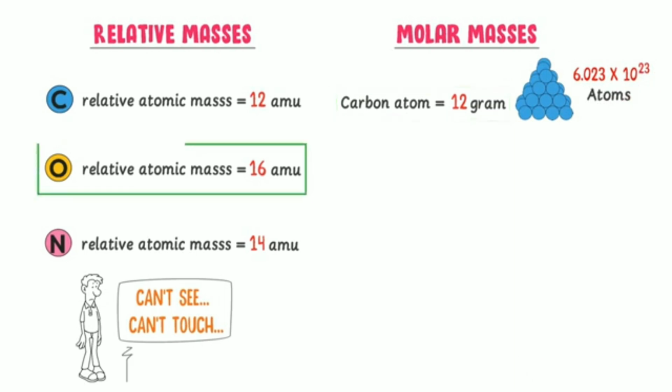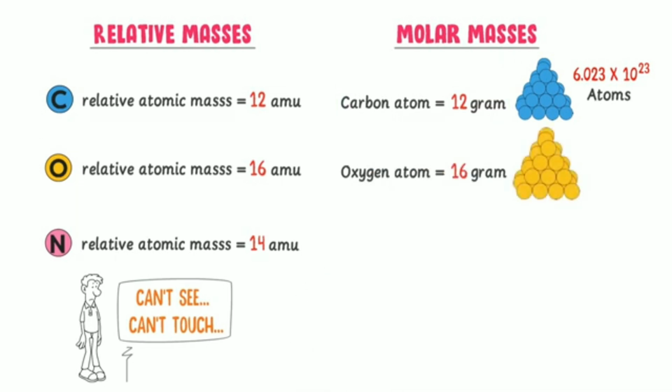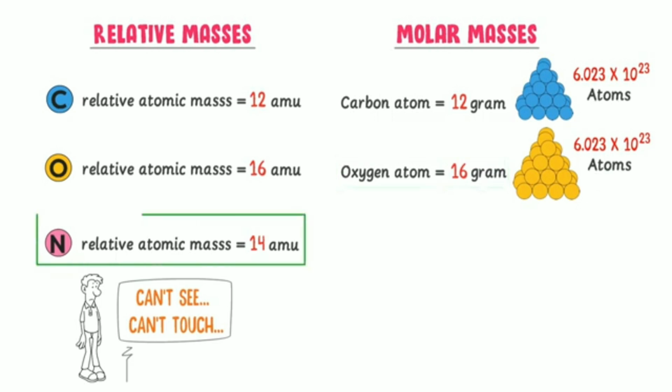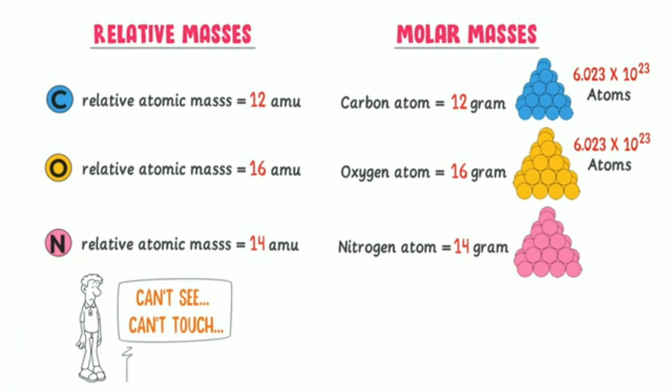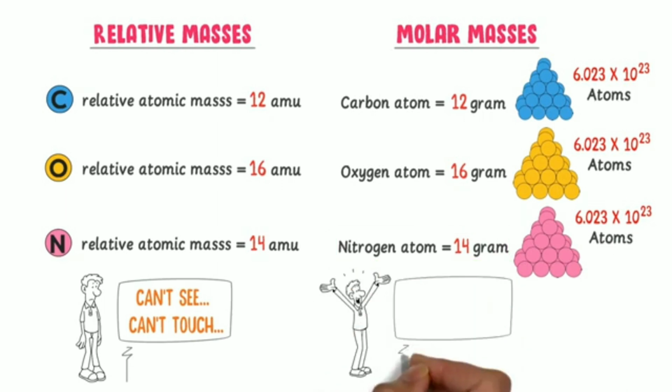Similarly, instead of 16 AMU of oxygen, we take 16 grams of oxygen, and there are 6.023 × 10^23 atoms of oxygen present in 16 grams. Also, instead of 14 AMU of nitrogen, we take 14 grams of nitrogen, and there are 6.023 × 10^23 atoms of nitrogen present in 14 grams of nitrogen. Remember that now we can see, touch and do chemistry with 12 grams of carbon.